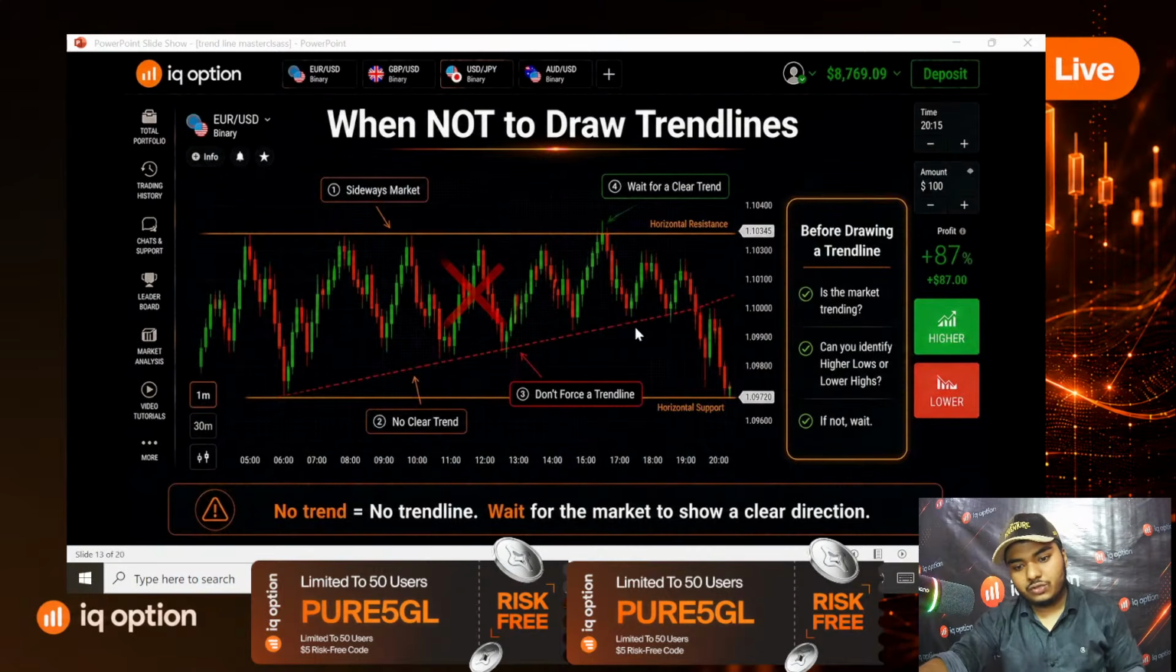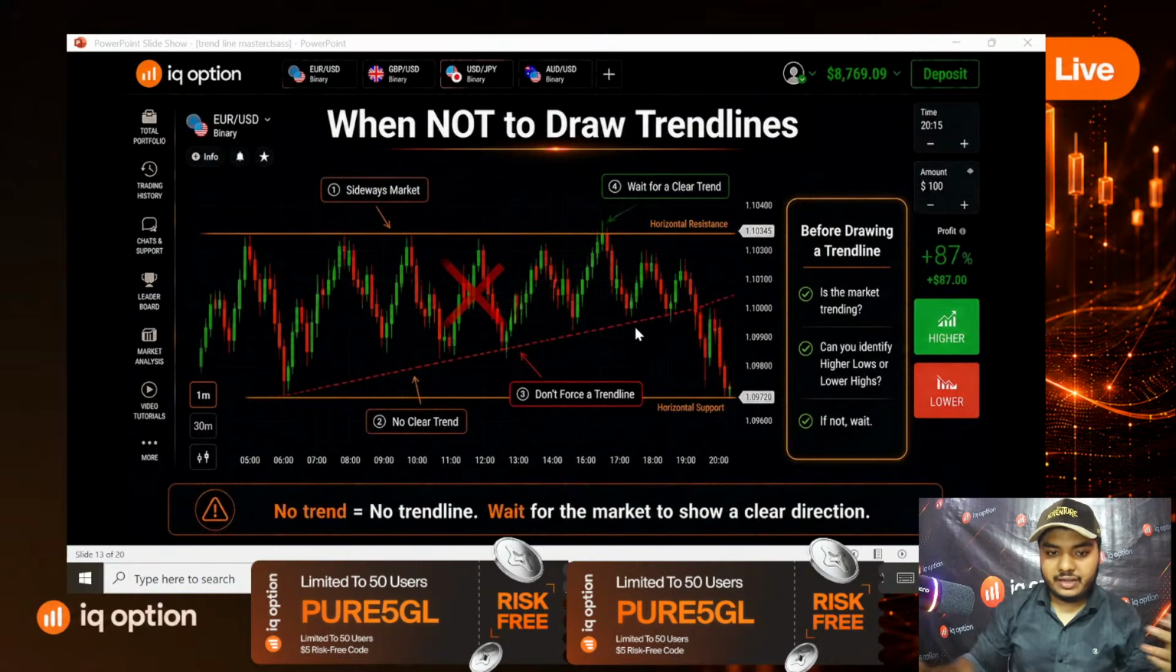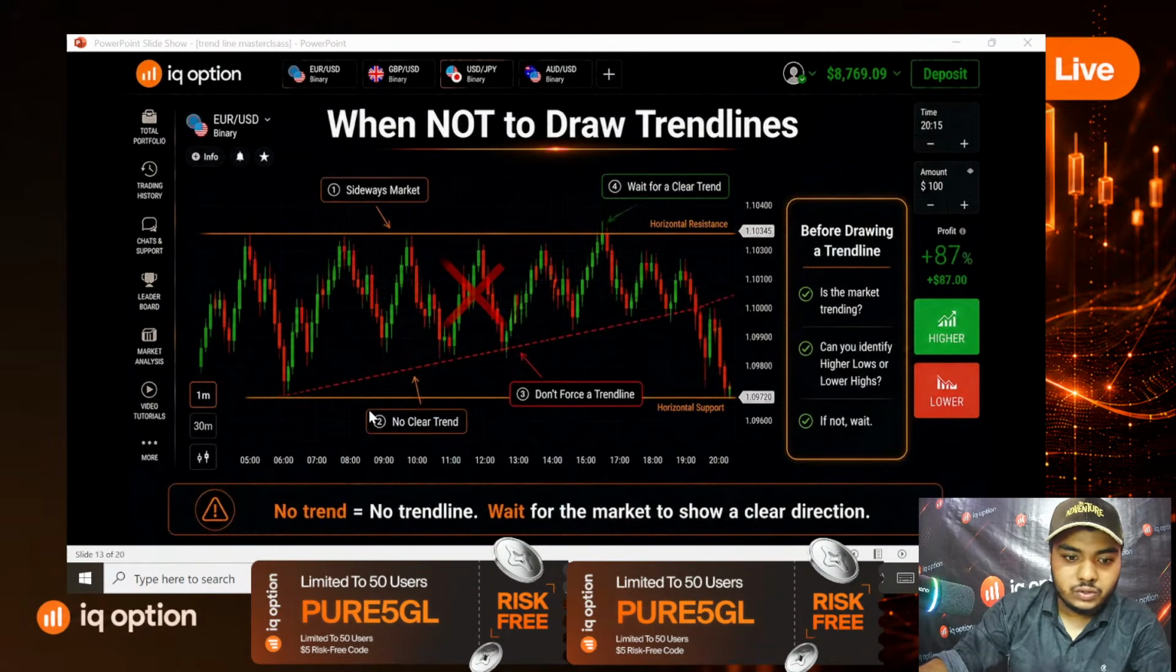Our next topic is why not to draw your trend line. We already discussed this one. We do not draw a trend line in ranging areas. As we can see on this chart, the market is moving sideways, in between two horizontal lines, support and resistance. The price is simply moving back and forth within the range. In this situation, drawing a trend line doesn't help us understand the market.